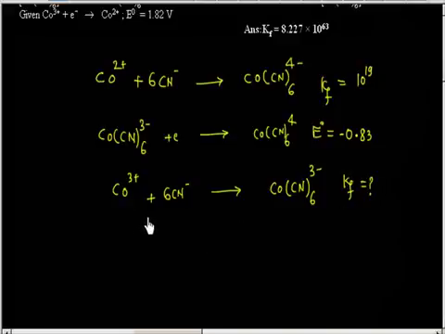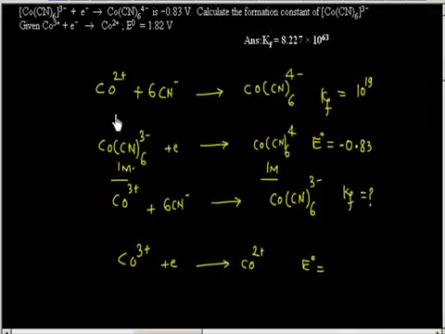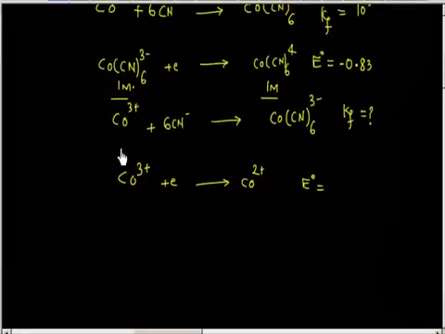Now you see how we will proceed. E degree for this reaction is given, so this means the concentration of this is 1M and the concentration of this is again 1M. Now you can think of this cell as nothing but Co3 plus plus an electron giving Co2 plus. E degree for this cell is 1.82.